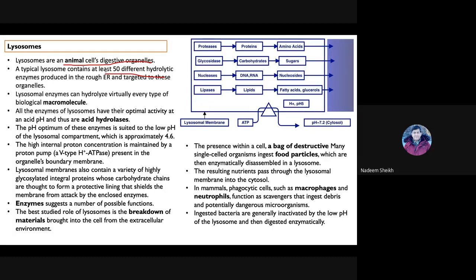There are at least 50 different types of hydrolytic enzymes which are produced by the rough endoplasmic reticulum, and they are processed, and then they are packed in this lysosome. These enzymes can virtually digest any biomolecule, any macromolecule. अब macromolecules की अगर definition करें, you can name any carbohydrate, protein, lipid, or nucleic acids. These are categorized as macromolecules because they are polymers of subunits.